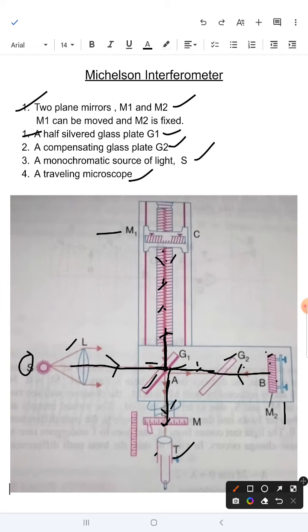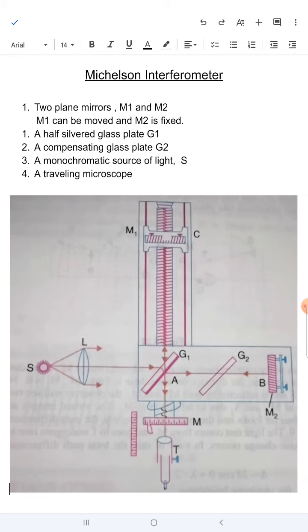Here we have two reflected lights which are traveling towards the microscope T here. These two lights are formed or produced due to the division of amplitude. So this reflection is the division of amplitude, and the interference is produced by the division of amplitude of the light. So we can observe the interference pattern through this microscope T here. So this is how this interferometer works and interference pattern is produced.